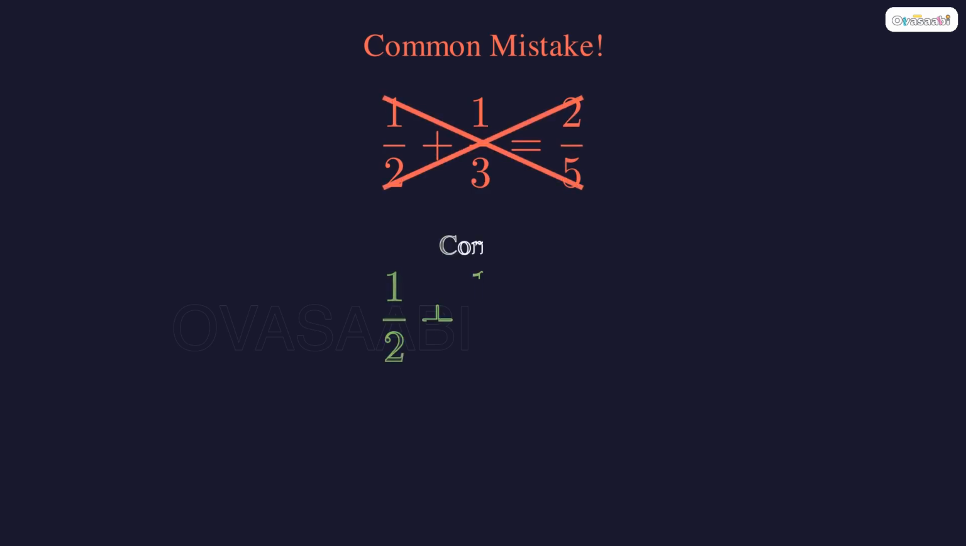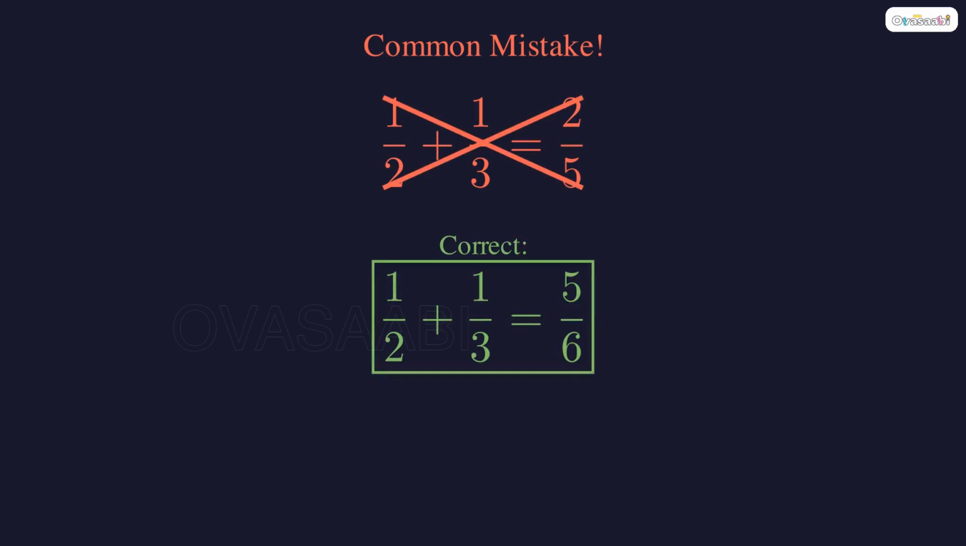Common mistake: never add denominators straight across. 1/2 plus 1/3 is not 2/5. Always find a common denominator first.